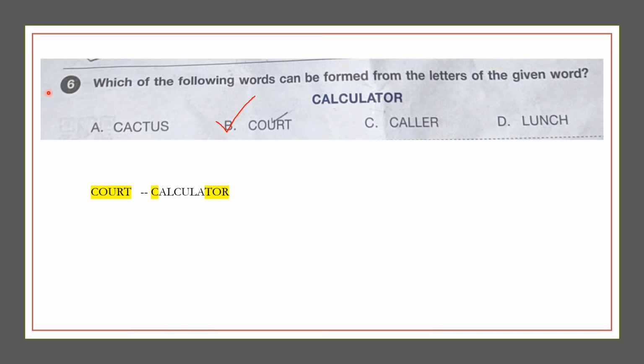Question number 6. Which of the following words can be formed from the letters of the given word? So if you see CODE, all the alphabets are there in the word CALCULATOR. So our answer is B.